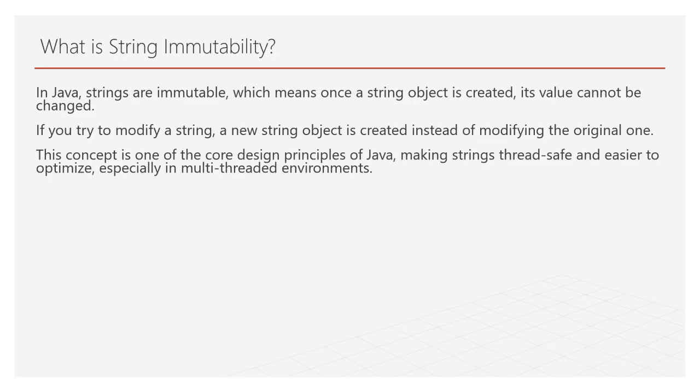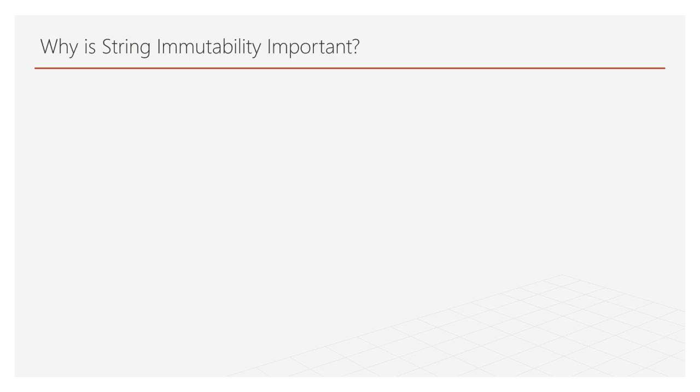Why is string immutable? Strings are immutable. What that means is that once a string object is created, its value cannot be changed. If you try to modify a string, a new string object is created instead of modifying the existing original one. This is one of the important core design principles of Java, which makes Java strings thread safe and much easier to optimize, especially when you are working in a multi-threading environment.